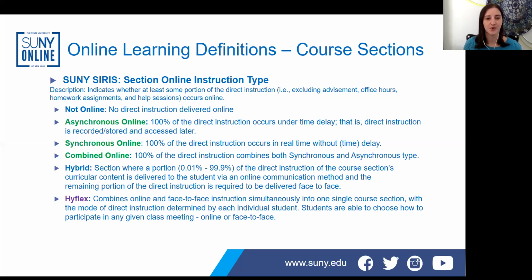So things are coming to us in a way that we can actually use to understand what things look like across the system. So even though your campus may use some different terms, may have slightly different definitions for different course section types, everything should be coming back to these definitions here. There should be a crosswalk to these instruction types. So we have not online, there's no direct instruction delivered online. We have asynchronous, which of course, as you know, is delayed, right? Students can do things at different times. Synchronous, they're meeting in real time.